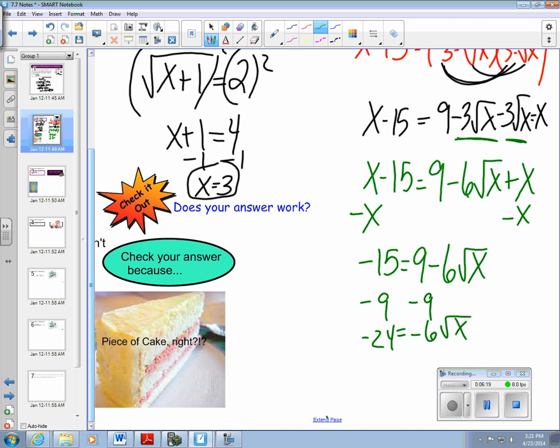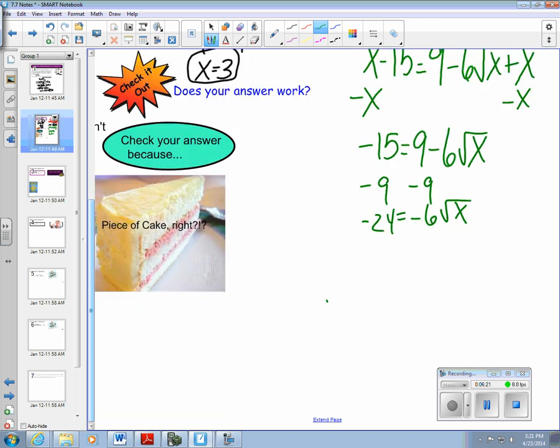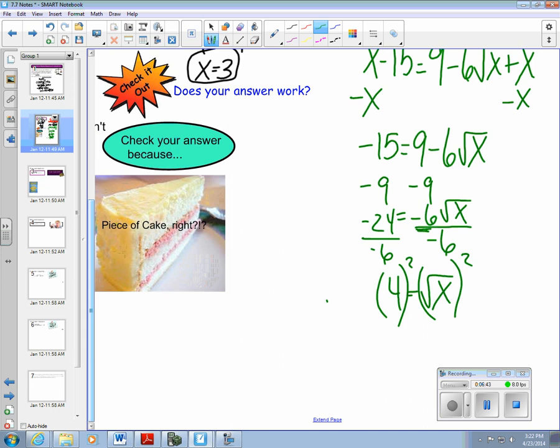All right, let me extend the page here quick. All right, and then solving for x, notice we can't take the square root of both sides yet because we still have this negative 6 out in front. So we're going to divide by negative 6 to get rid of it. So negative 24 divided by negative 6, that's going to give us a positive 4 is equal to square root x. And the last thing we need to do is to get rid of that radical, so we'll square both sides. So 4 times 4 is equal to 16. And that's our answer.